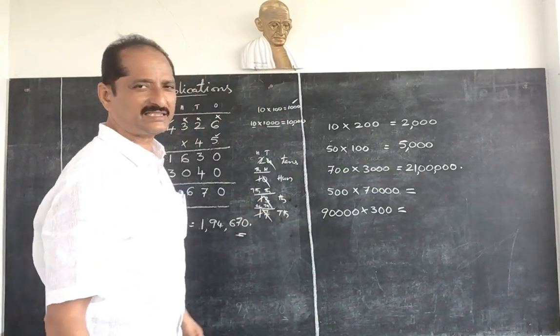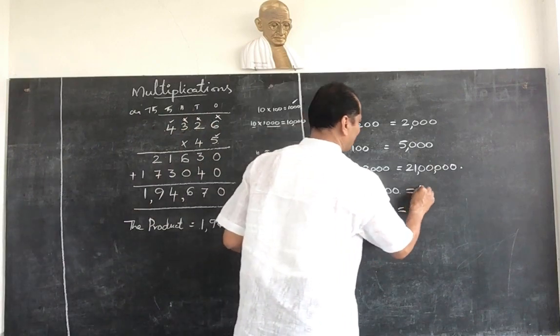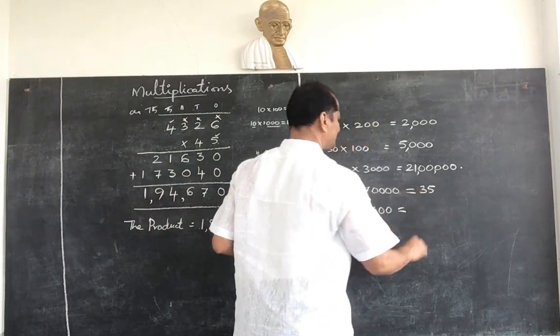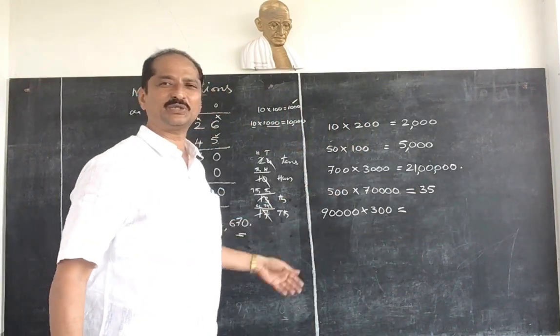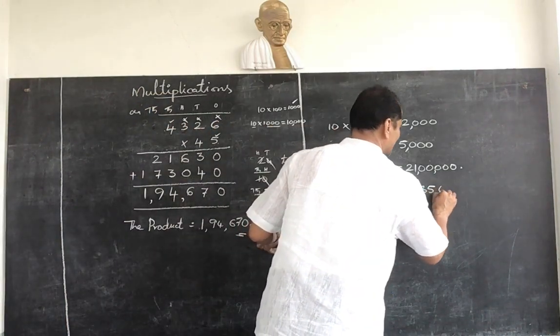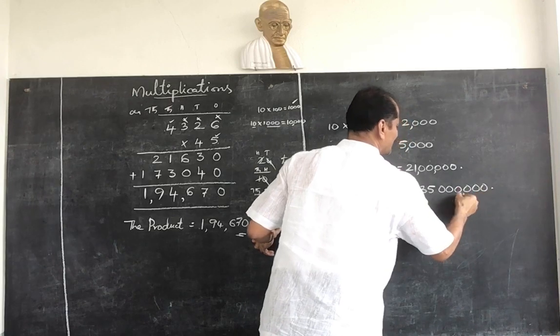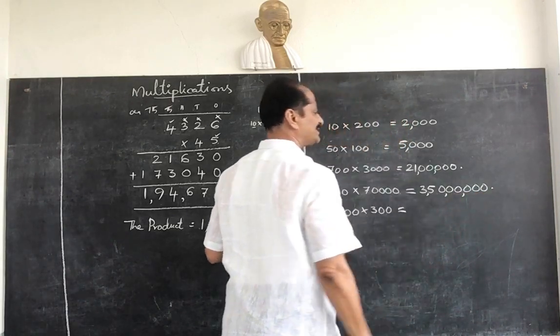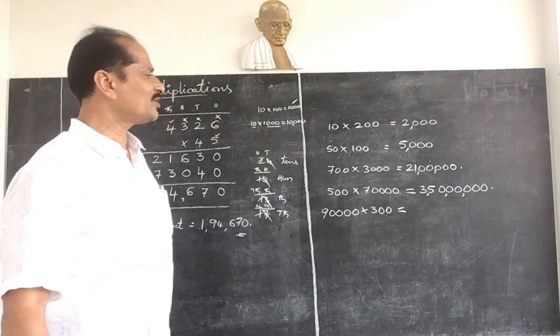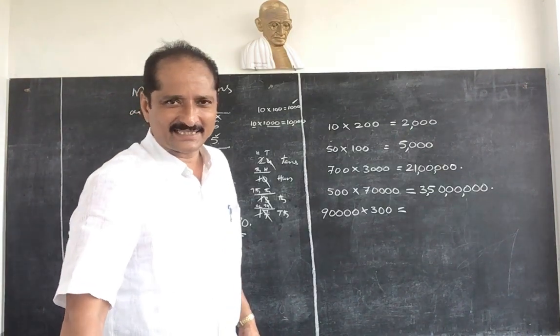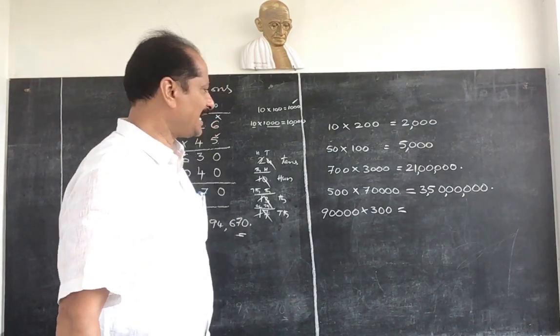Now 5 into 7, 35. Write down 35 and afterwards the number of zeros. 4 plus 2, 6 zeros. Write down 6 zeros. 1, 2, 3, 4, 5, 6. Then it is units, thousands, lakhs and crores. 3 crores, 50 lakhs.